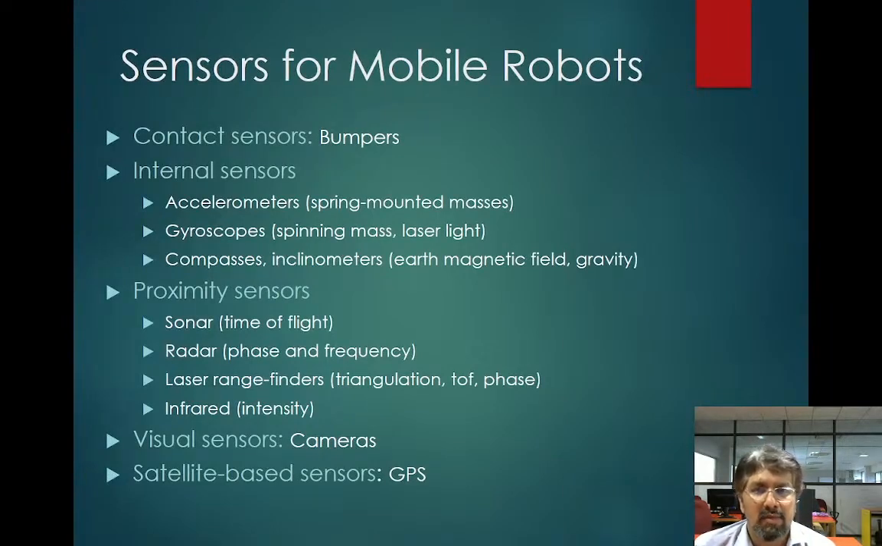Then these are some of the sensors of mobile robots, which are, you have contact-like sensors. Then you have internal sensors, wherein your accelerometers, gyroscopes, compass come into picture. Then there are proximity sensors, wherein sonar, radar, lidar, then infrared, all come into picture in this category. Then there are visual sensors like cameras, and you also have satellite-based sensors, wherein GPS comes into picture.